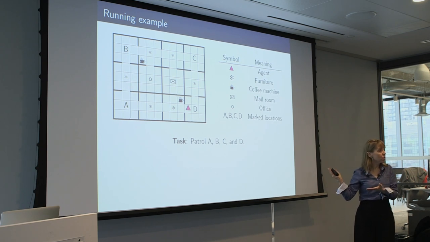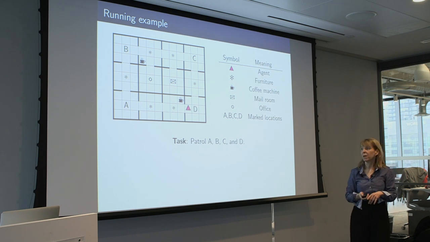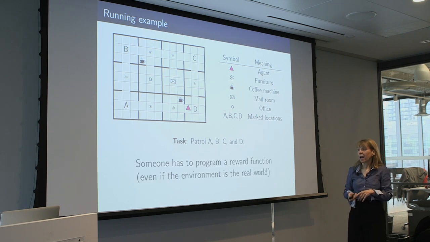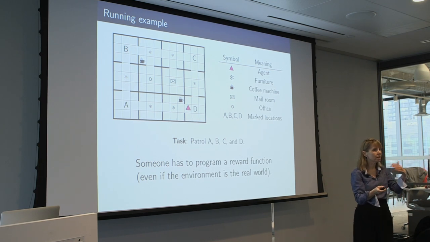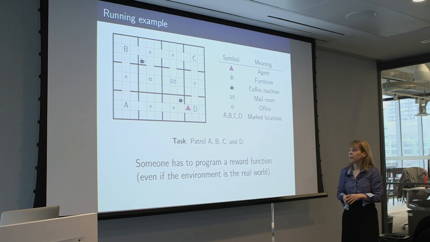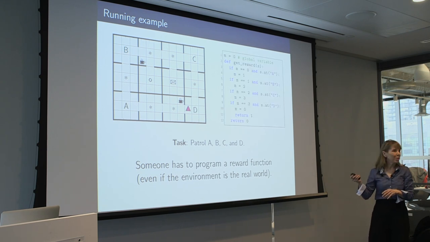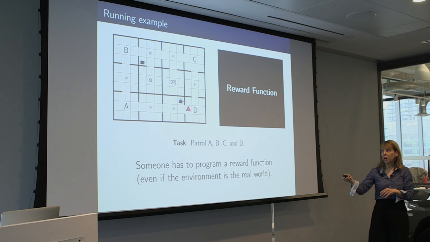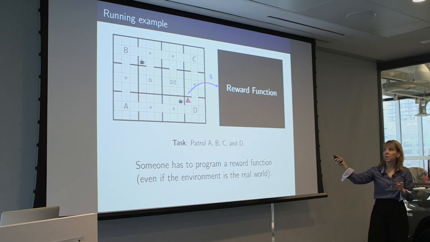So if you want to build a reinforcement learning agent to do this, you have to write the reward function. And someone does. Even if the environment is the real world, you still have to write the reward. Even if your robot is operating around in here and sensing the world, you still have to write the reward function. This is a reward function that Rodrigo wrote, and it looks like this. But as far as the reinforcement learning system is concerned, it's a black box. When the agent performs actions in the world, and you can see this little guy moving, it reports its state to the reward function, and the reward function says, nope, zero. And it moves again, tells it where it is, and the reward function says, nope, zero, and so on and so forth.